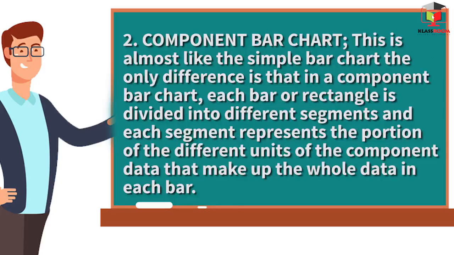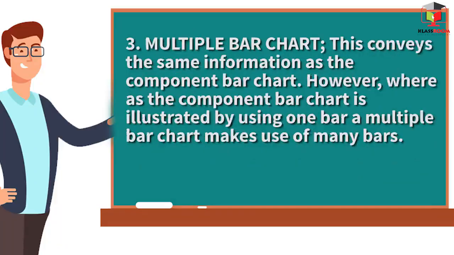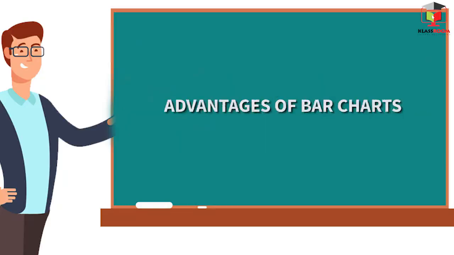2. Component bar chart. This is almost like the simple bar chart. The only difference is that in a component bar chart, each bar or rectangle is divided into different segments, and each segment represents the portion of the different units of the component data that make up the whole data in each bar. The next one is multiple bar chart. This conveys the same information as a component bar chart. However, whereas a component bar chart is illustrated by using one bar, a multiple bar chart makes use of many bars.